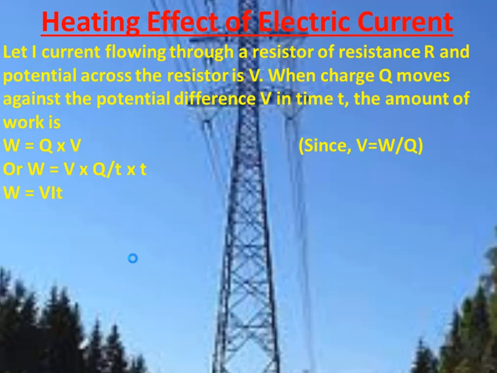Now, let I be the current flowing through a resistor of resistance R and the potential across the resistor is V. When charge Q moves against the potential difference V in time t, the amount of work W is equal to Q into V. As we know, potential difference is defined as the amount of work done to move the electron from one point to another in an electric circuit. That is how we get W is equal to VIt.